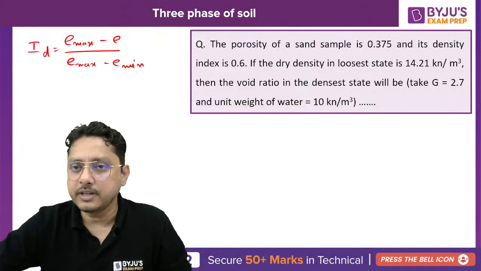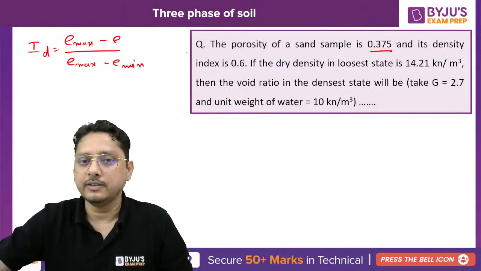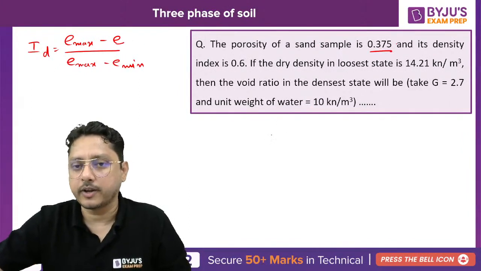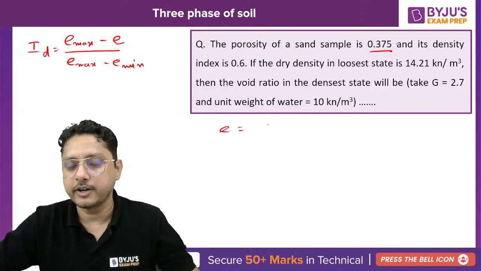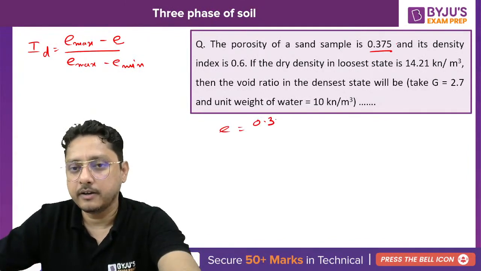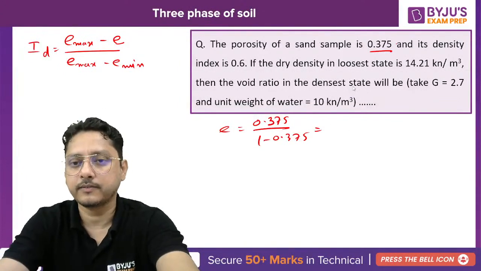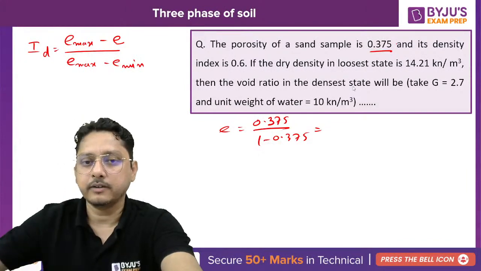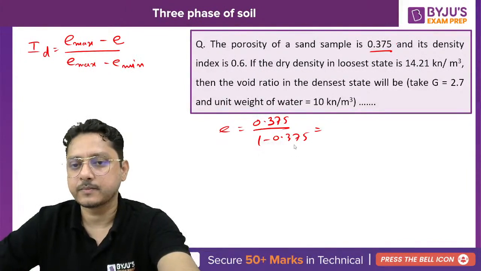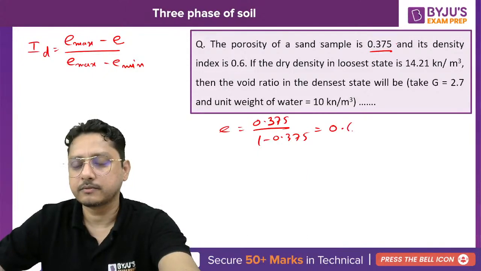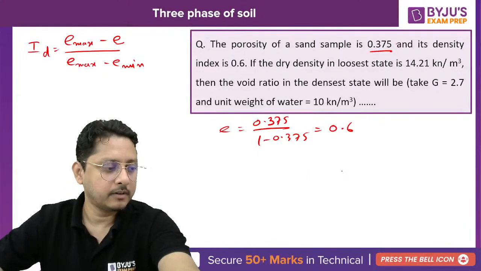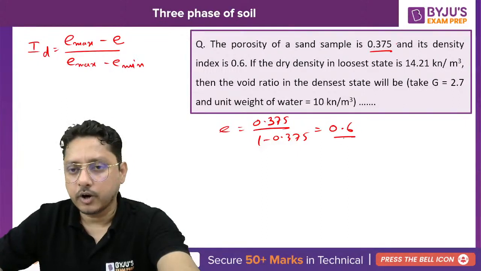The porosity is given as 0.375. First of all, the natural void ratio: if you calculate from here, void ratio will become n by 1 minus n. That is nothing but, if you calculate, how much are you getting? 0.6. Yes. This is your natural void ratio.